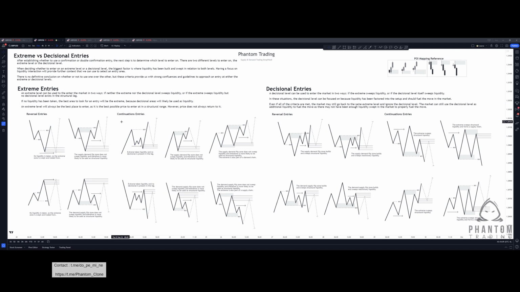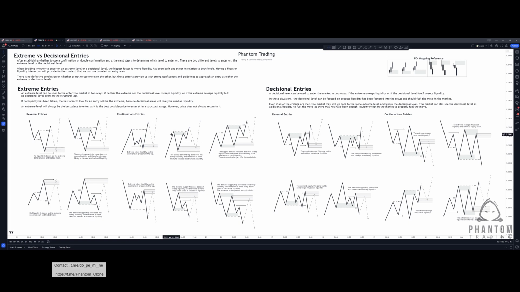Now let's pivot into continuation entries just to take a look at the market continuing on. Now, if we take a look at this continuation example, we can see that the extreme takes liquidity and no decisional is present. So as we can see, we create this bit of structural liquidity. Price creates these internal highs, breaking higher, then we trade down below, sweeping the liquidity and then trading to the upside, causing that last point of supply to fail and price to continue making a higher high. We now have a tradable demand level at the extreme that has taken liquidity.